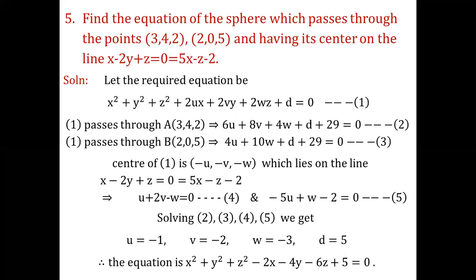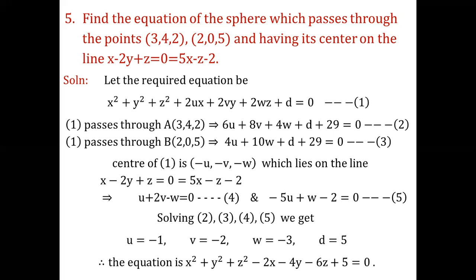Let the equation of the required sphere be the standard form x square plus y square plus z square plus 2ux plus 2vy plus 2wz plus d equal to 0. Call this equation 1. Now 1 will pass through the point (3, 4, 2). So substitute in equation 1 x, y, z as 3, 4, 2. After simplification, you are going to get 6u plus 8v plus 4w plus d plus 29 equal to 0. Call it equation 2.